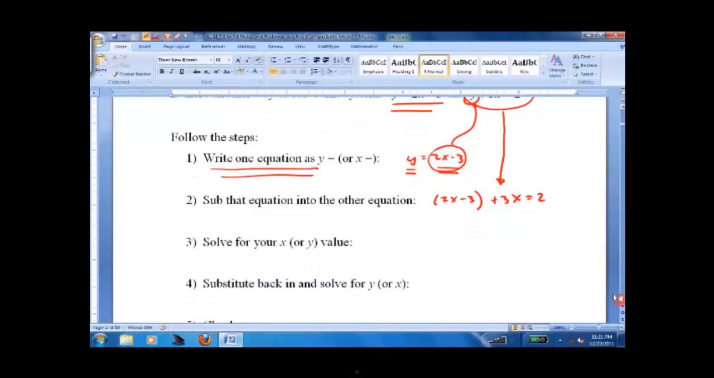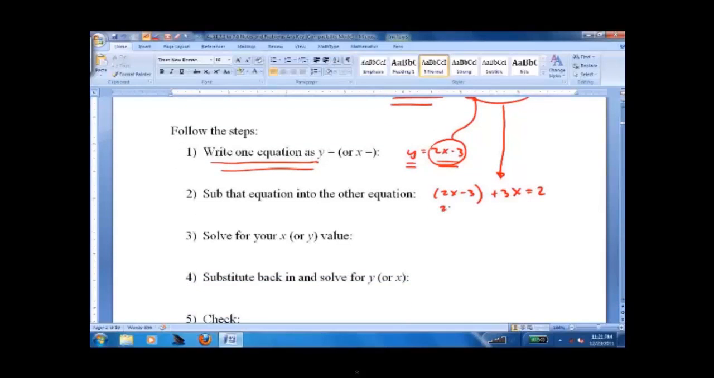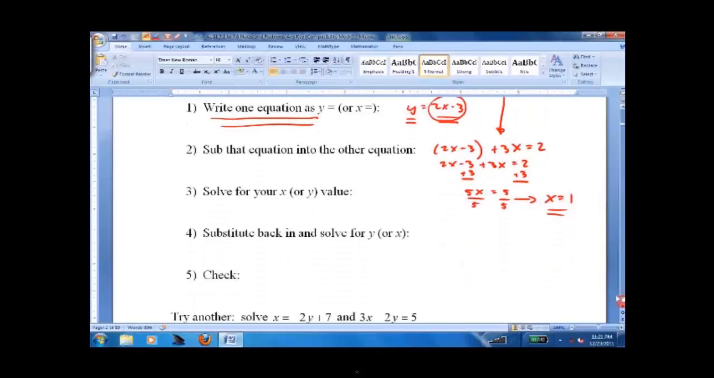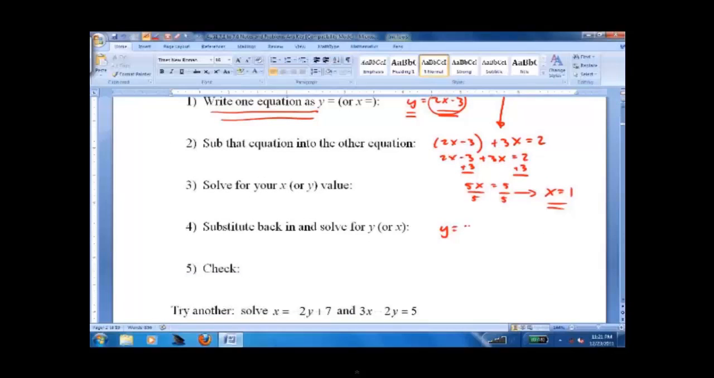Now we've got an equation with just one variable, so we can solve it. 2x minus 3 plus 3x equals 2. Add 3 to both sides. 5x equals 5. Divide by 5. x equals 1. Once we have one variable, we can just plug it in to get the other one. So we'll use the y equals 2x minus 3. It does not matter which one you use. y equals 2 times 1 minus 3, y equals 2 minus 3, y equals negative 1. So there's our solution, 1, negative 1.